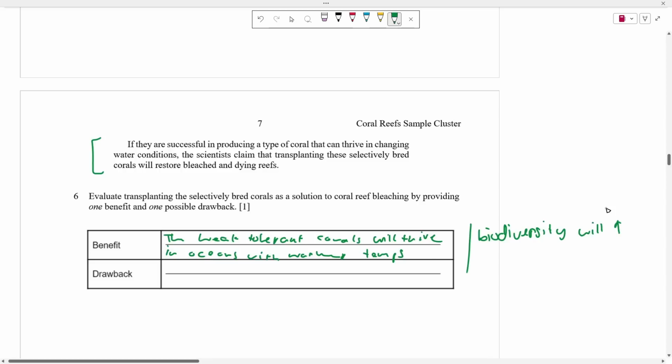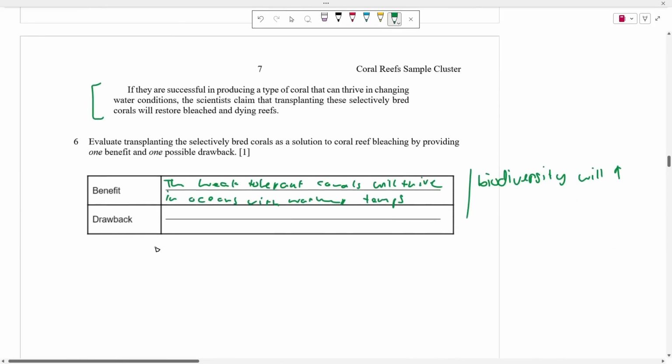You could also say that the stability of the environment can also increase, or that more coral will survive to build up new sections of reef. You could have also said that the selectively bred corals will restore the reefs. And another benefit could be that their newly restored reef will increase tourism to new areas, right? So that's an economic benefit. So again, those are all of the benefits here, right? The regents, again, they allow you to say many, many things because you have so much information to base this off of, okay? Now, let's talk about drawbacks.